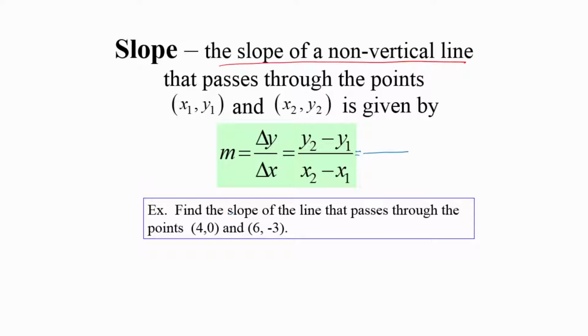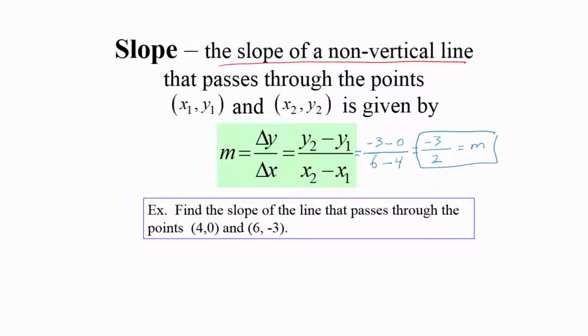So y2 in this case would be minus 3, minus y1, minus 0, divided by x2, that is 6, minus x1, that is 4. So that would be equal to minus 3 minus 0 is minus 3. And 6 minus 4 is 2. So the slope of a line that goes through those 2 points is minus 3/2.